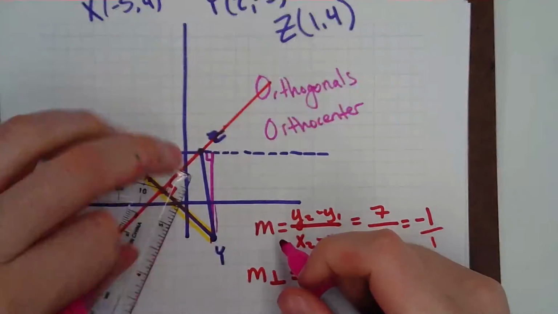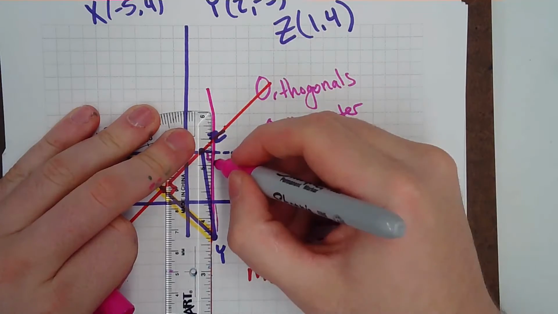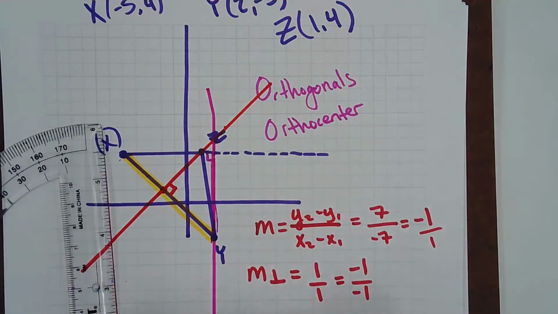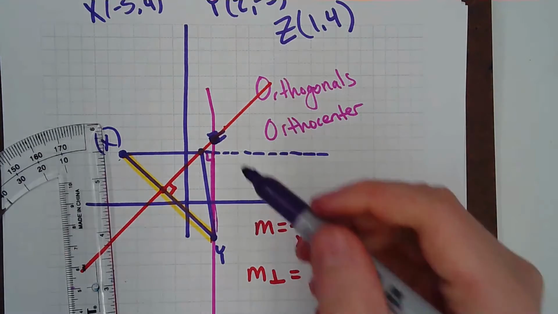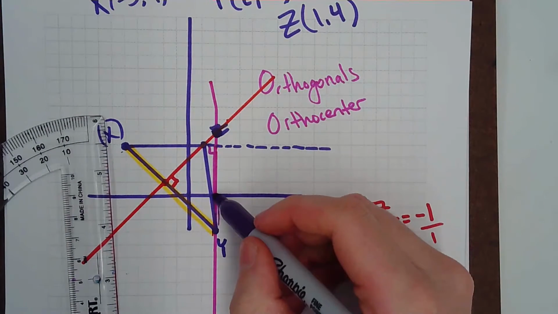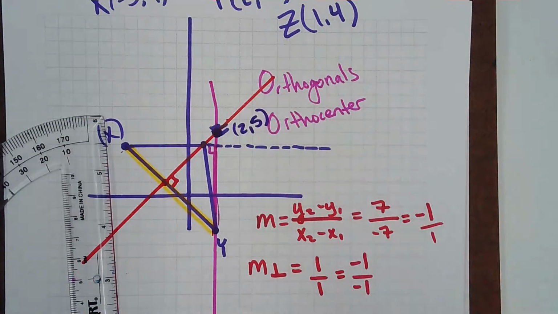Where they intersect is right here. Does everybody see that? So our orthocenter can also be outside the triangle. It's pretty bizarre. On the outside, yeah. So what's the coordinate of this guy right here? It's 2, 1, 2, 3, 4, 5. 2, 5. That is our orthocenter.